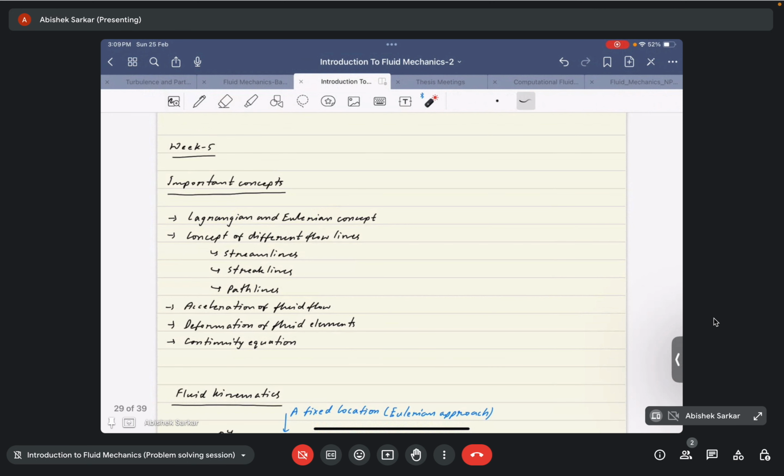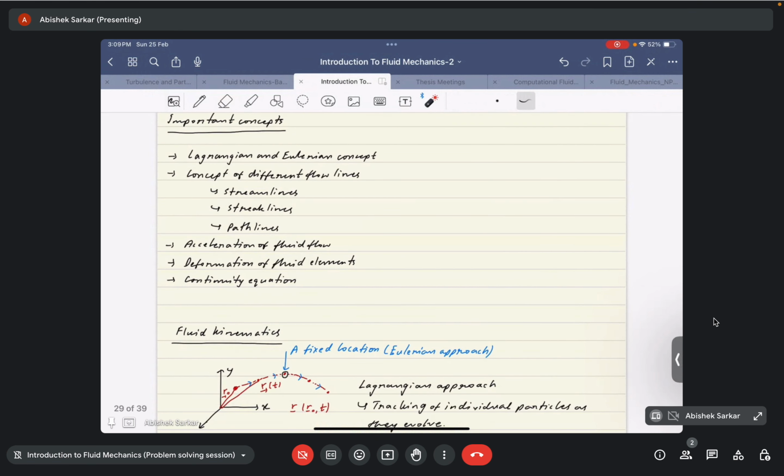Then we will look upon the concept of acceleration in fluid flow, primarily dealing with the Eulerian perception of acceleration in fluid mechanics. Then we will deal with deformation of fluid elements, and finally we will end by discussing the continuity equation, or how the derivation of the continuity equation is done.